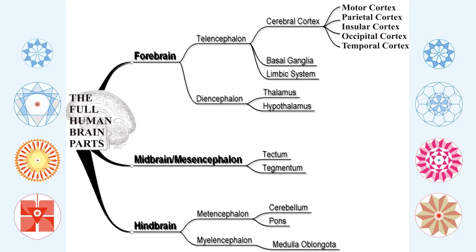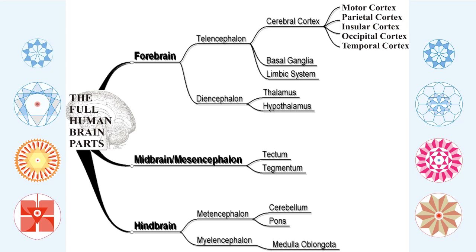Let's understand the human brain parts. The human brain can be divided into three main components: forebrain, midbrain, and hindbrain. Forebrain means front brain, which is further subdivided into telencephalon and diencephalon. Telencephalon means the part furthest away from the center. It consists of the cerebral cortex, and normally we talk of 8 lobes of the cerebral cortex, 4 pairs.